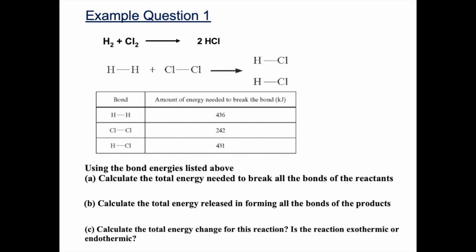Now, the aim of this question is to calculate the total energy change that takes place during the reaction. To help us do this, the question is broken down into several steps. Part A asks us to calculate the total energy needed to break all the bonds of the reactants. Part B asks us to calculate the total energy released in forming all the bonds of the products. And if we know the bond breaking energy, part A, and the bond forming energy, part B, we can use delta H equals bond breaking minus bond forming to work out the total energy change for this reaction. And that's what we're going to do now.